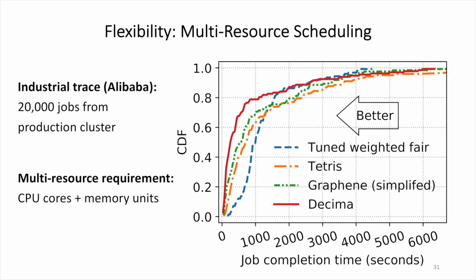Decima can also apply the same learning method to other scheduling problems, like multi-resource packing. Here we use a month-long production trace from Alibaba. We train Decima using the first half of the trace and evaluate the scheduling policy on the second half. Using the same training method, but only adding the memory requirement in the features, Decima can learn a strong scheduling policy that outperforms state-of-the-art schemes like Graphene or Tetris.